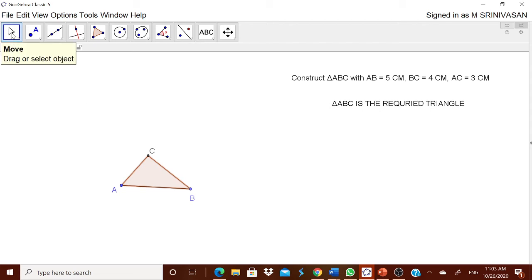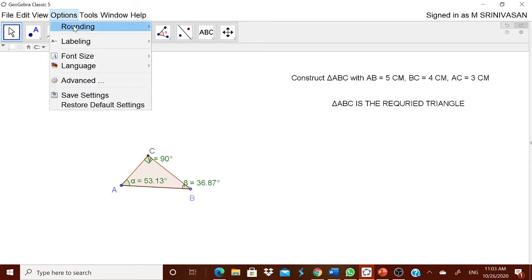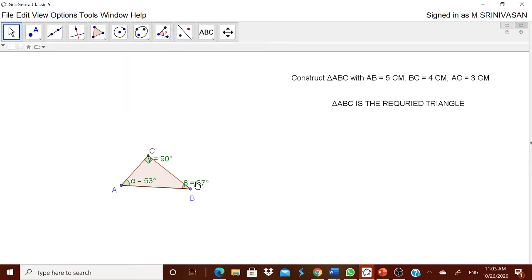Well, let us try to explore its angles now. Angle. Simply take this angle tool and click this triangle. Automatically you got all the angles over here. Here I have taken up to 2 decimal places, therefore I am getting 53.13. Suppose in the option you go for 0 decimal places, then it will automatically be 53, 37 and 90. Therefore this triangle is a right angle triangle.